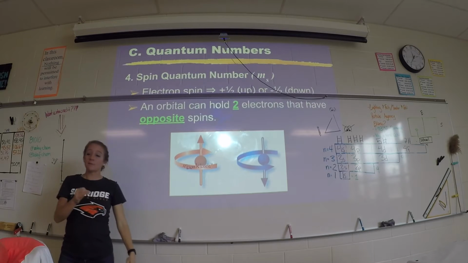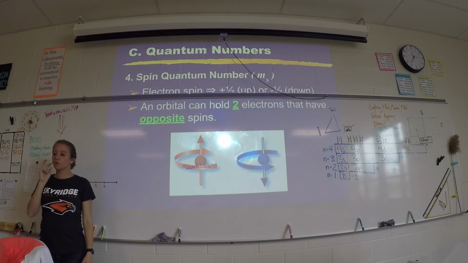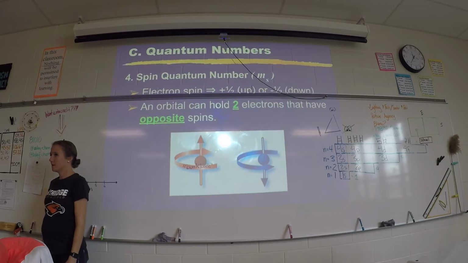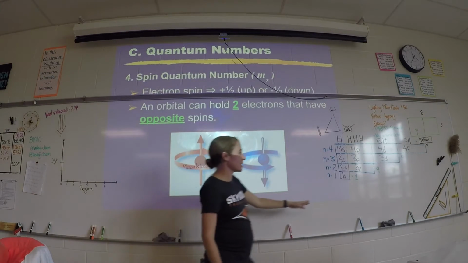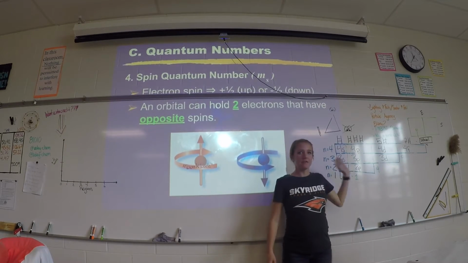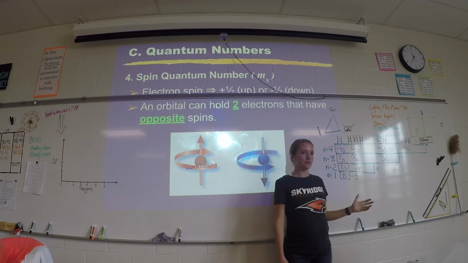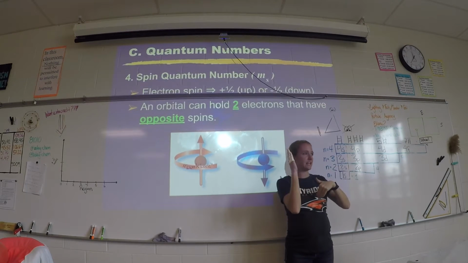Okay, it's important to recognize that an orbital can hold 2 electrons and they always have opposite spins. So you can only put 2 electrons on a bunk bed and they're never going to share the bottom and they're never going to share the top. They always have to be opposite each other.